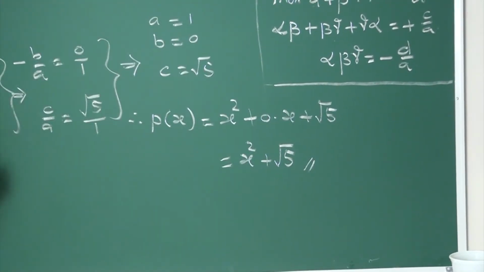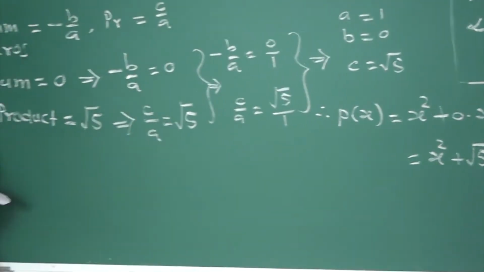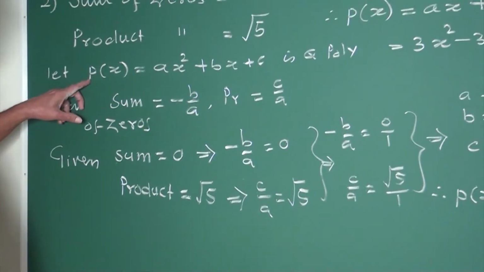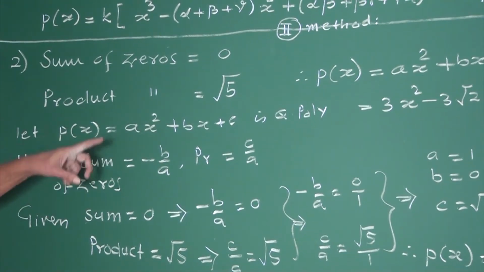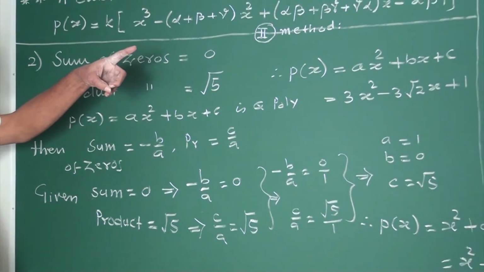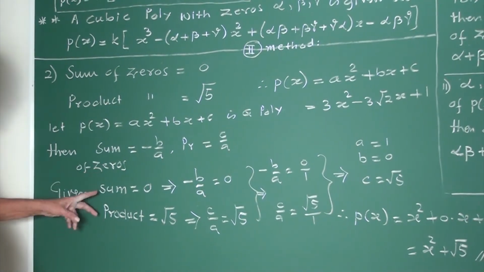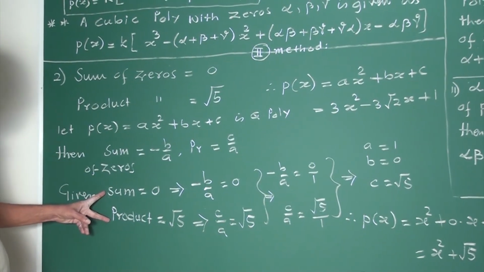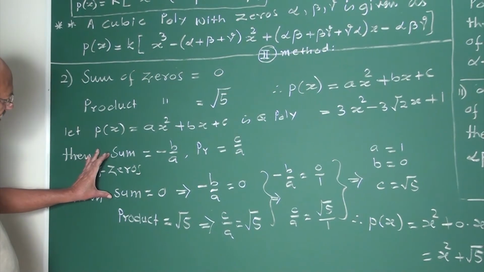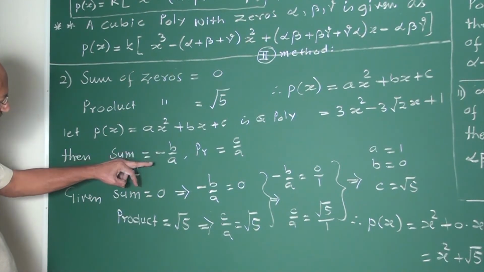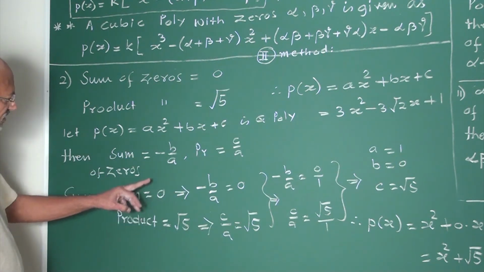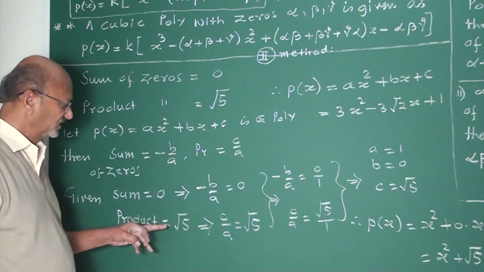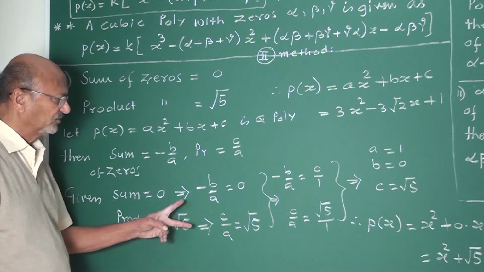If you wanted all the steps, this is with all the steps. Let P(x) be a quadratic polynomial, then you know these relations already. Reminded, right? Good. This is given, my friends. Equate: sum equal to sum. What is sum here? Minus B by A. What is sum given? 0. Equate. Product is what? C by A. What is the product here? Root 5. Yes, my friend.